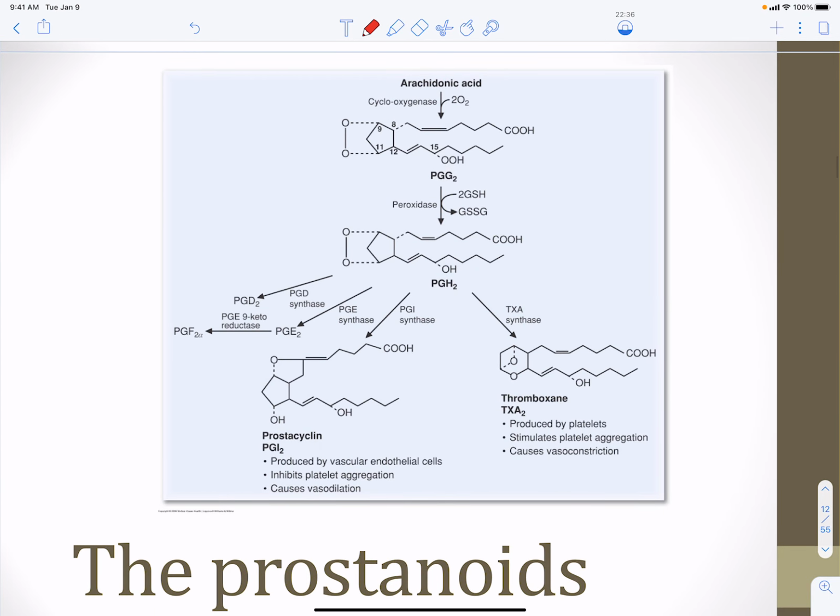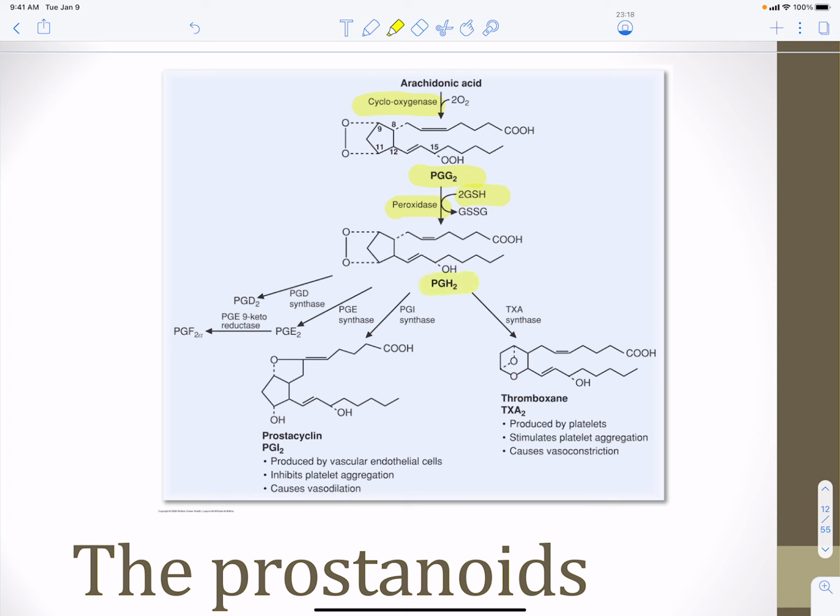Okay, so what happens with arachidonic acid? So you have arachidonic acid released from your membranes, and now it's going to have to start making things. So you have some enzymes, cyclooxygenase, which is going to form prostaglandin G2, which is shown here. Then prostaglandin G2 is going to be metabolized by a peroxidase, and this involves our glutathione. And then prostaglandin G2 will produce prostaglandin H2.